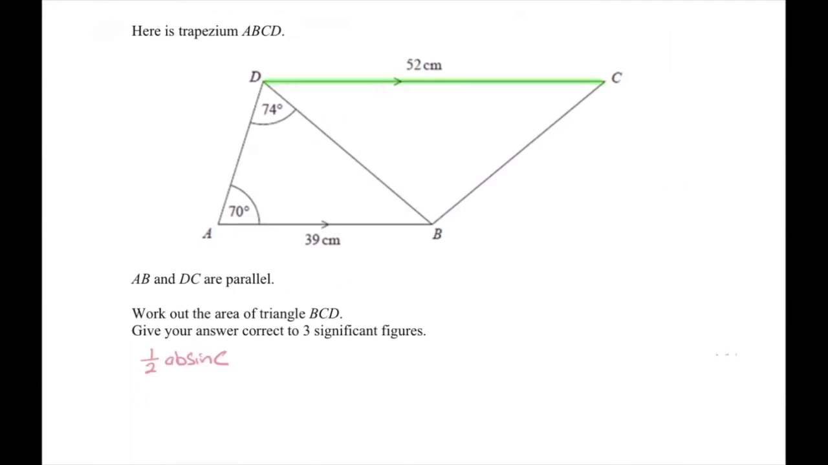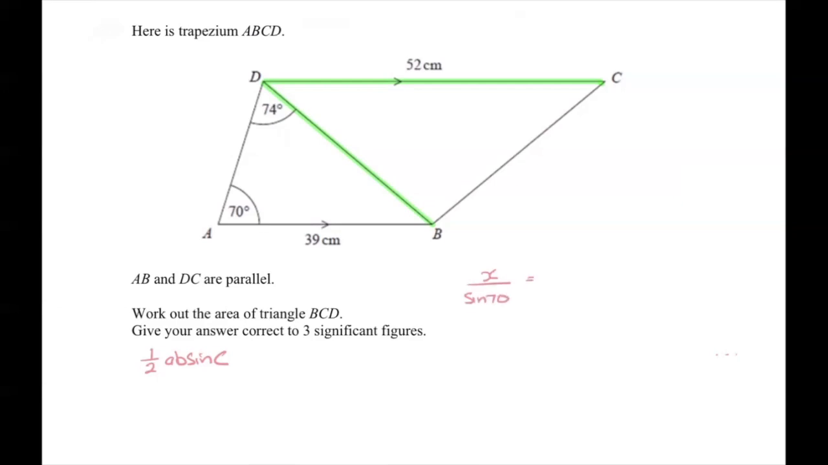So I could find the edge BC or BD. Now, it makes sense to find BD because BD is the edge that is closest to a lot of information. So I'm going to find that edge. Looking at what I've been given, 74 degrees is opposite an edge of 39. The edge I would like is opposite 70. So this is working with the sine rule perfectly.